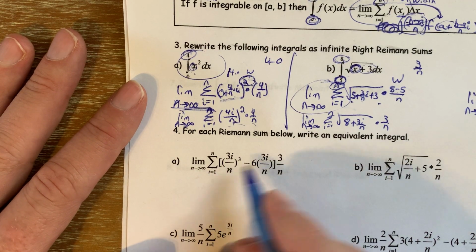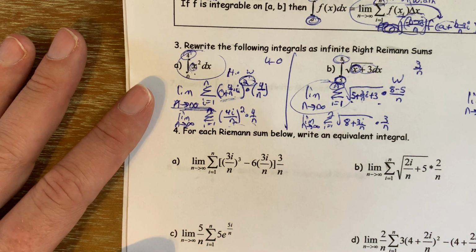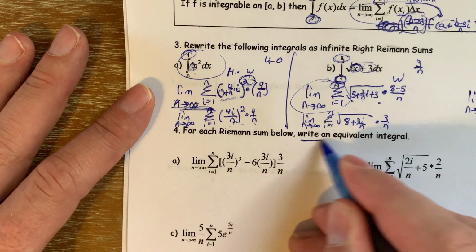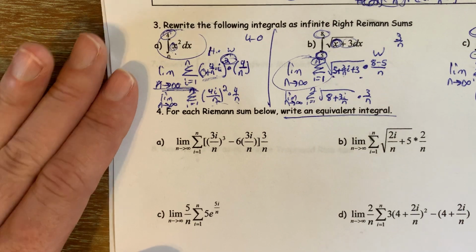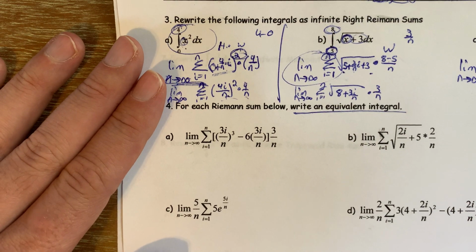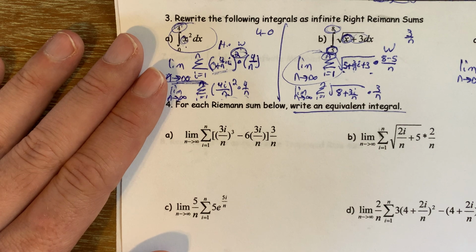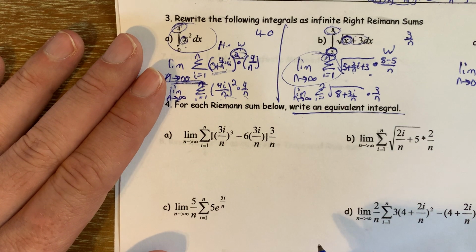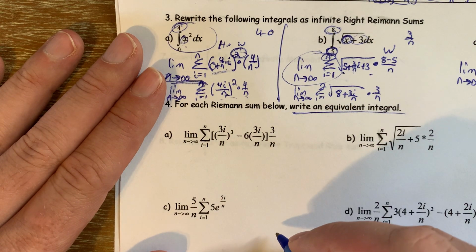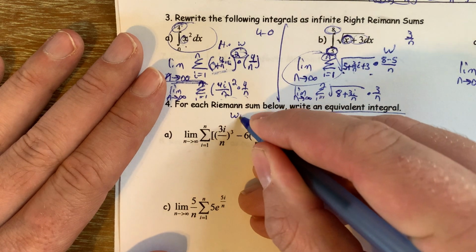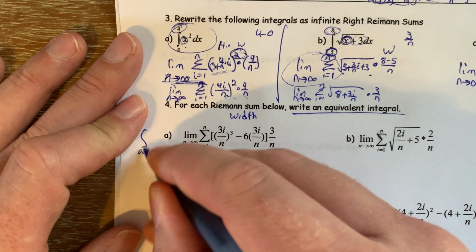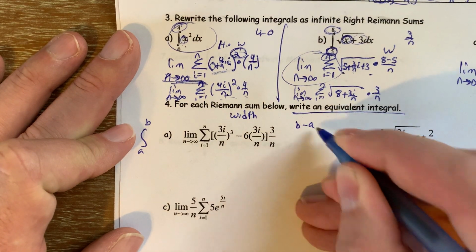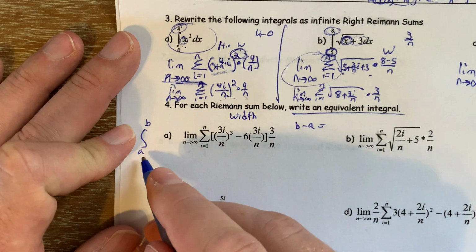And let's see. How about this? Now we want to write an equivalent integral. And it turns out there's actually more than one possible integral for these that have the same area, and that's okay. We just need to find one. So the first thing we're going to look at is what is the width of the integral. So it's going to be the integral from a to b. We want to know what b minus a is equal to. What is the width of this integral?